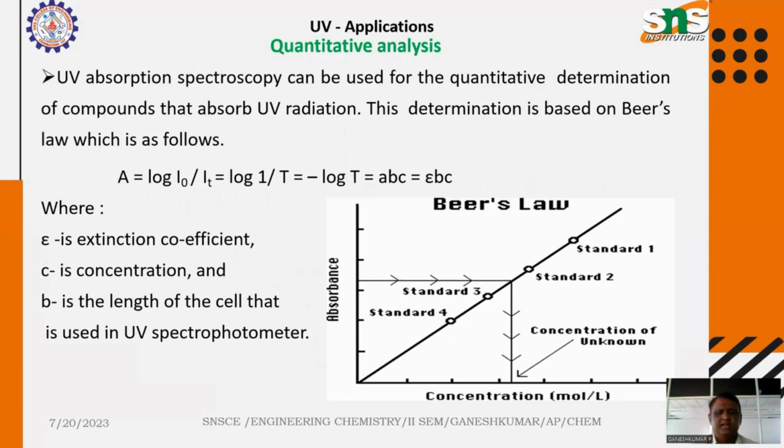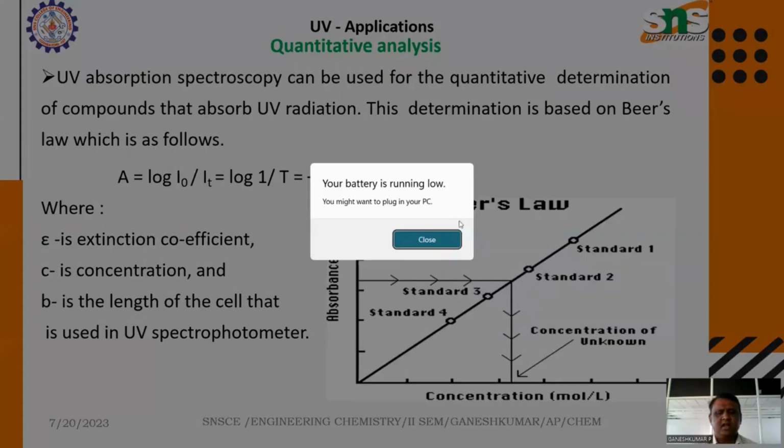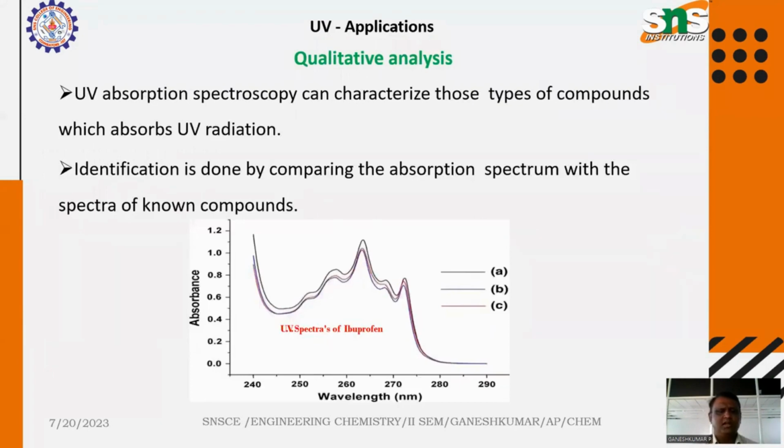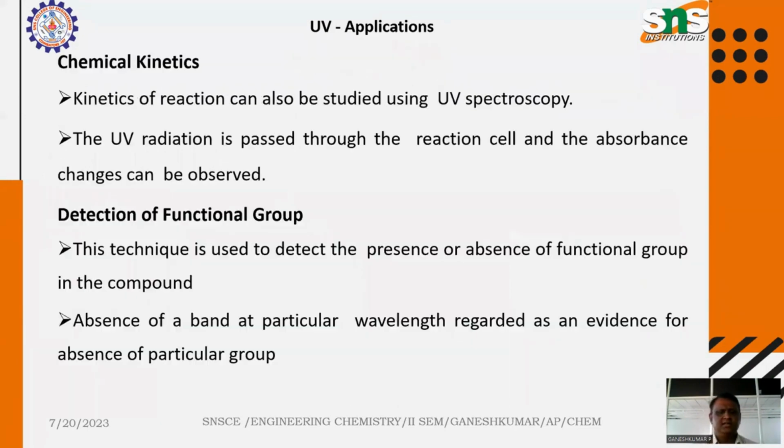We prepare different standards and plot a graph of the absorbance of ultraviolet. We get a straight line. So when we get a straight line, the unknown sample can be determined here. So the quantitative analysis can be done by using this.